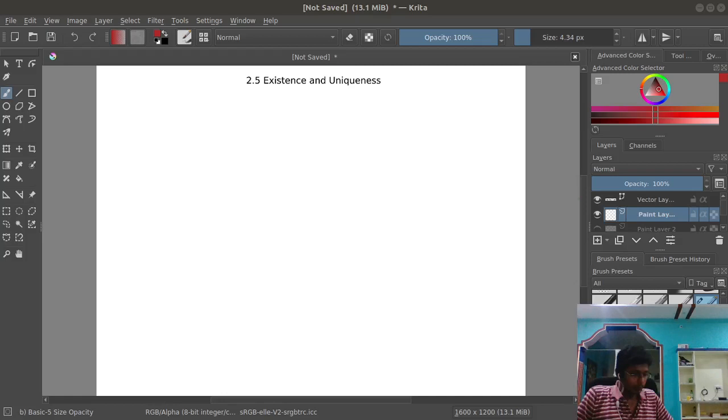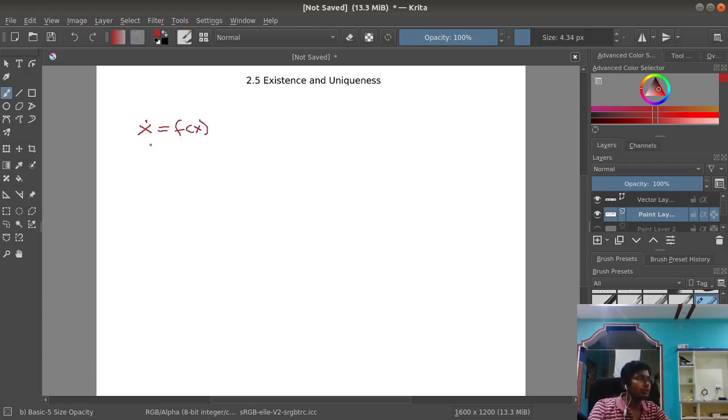Today we are going to discuss section 2.5, which is existence and uniqueness. So what are we going to discuss in this topic? Let's say a system has been given in this form, x dot is equal to f of x.